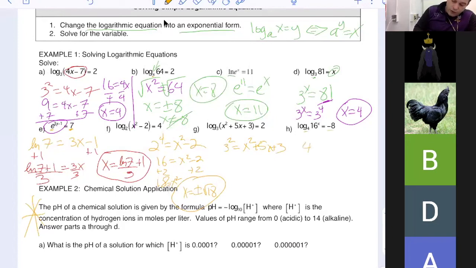Here, 4 to the negative 8 is equal to 16 to the x. This looks a little tricky, but remember, 16 is a power of 4. So 4 to the negative 8 is equal to 4 to the 2x. 2x is equal to negative 8. X is equal to negative 4.